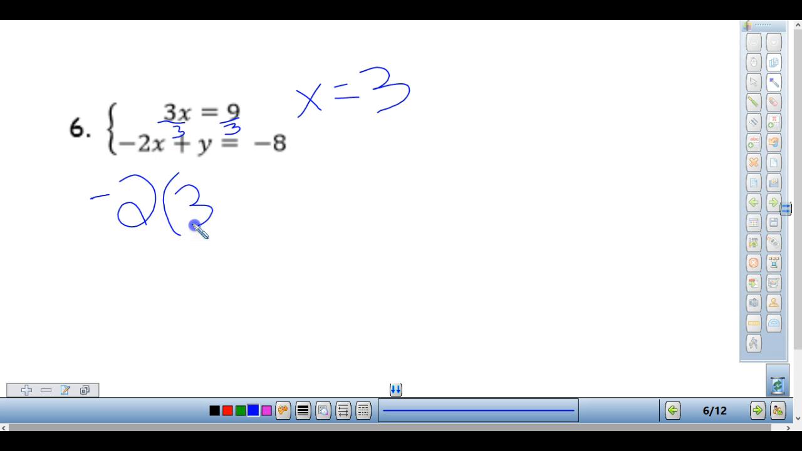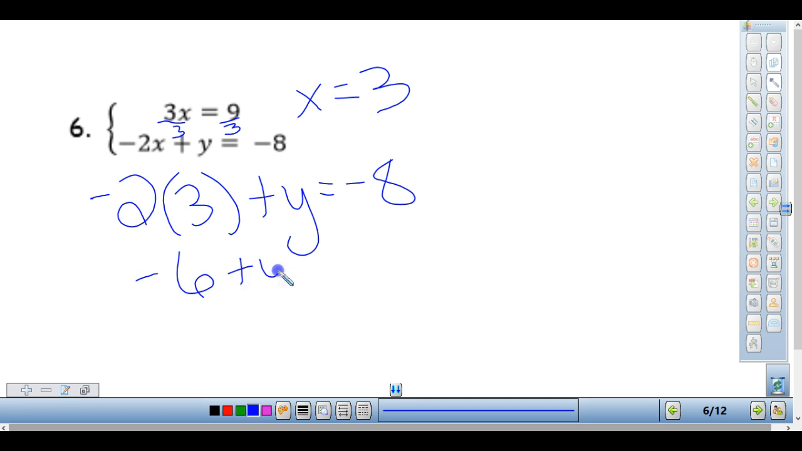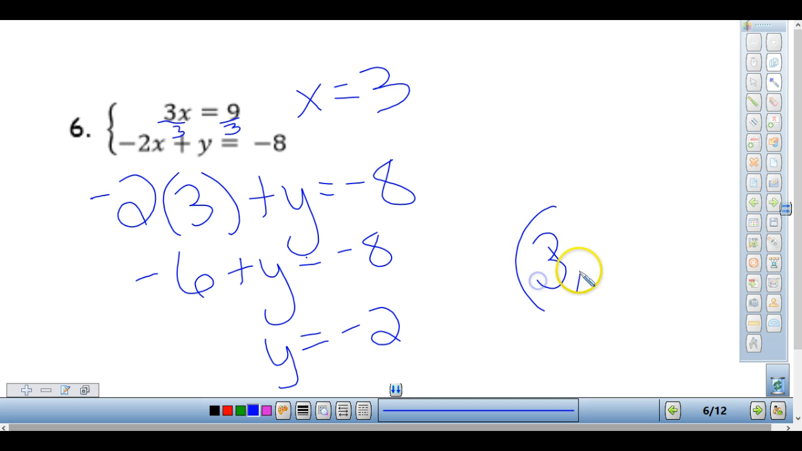Now we plug it in down here. Negative 2 times 3 plus y equals negative 8. So negative 6 plus y equals negative 8. Add your 6 to both sides. Y equals negative 2. So we have the point (3, -2).